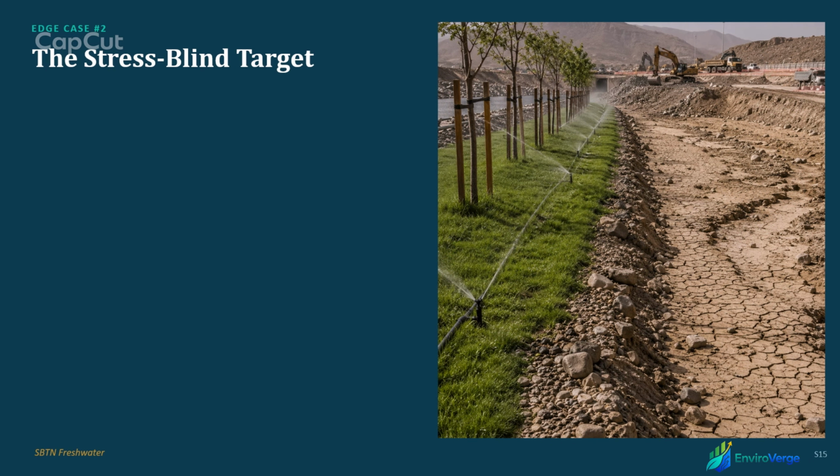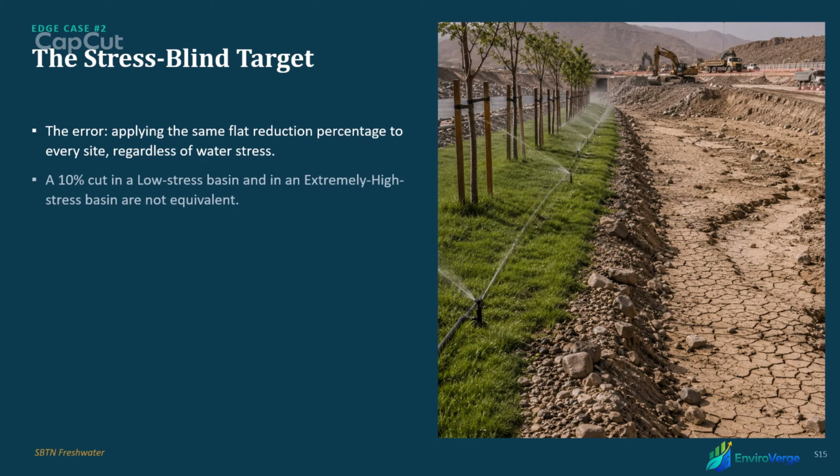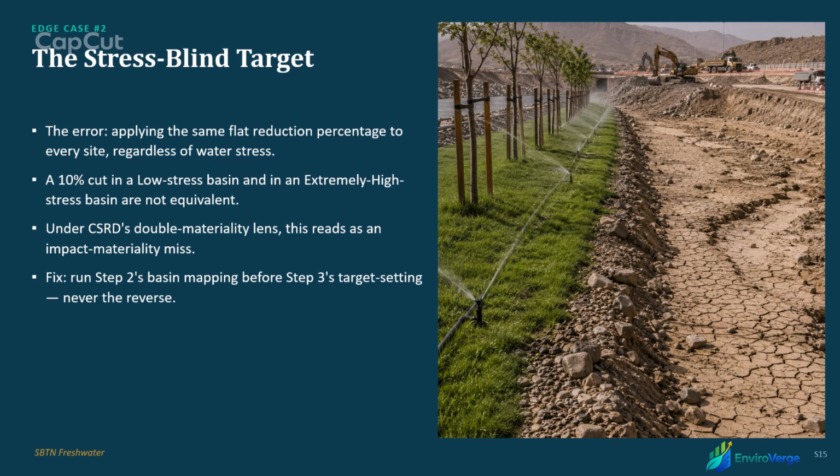Edge case 2, the stress-blind target. The error, applying the same flat reduction percentage to every site in a portfolio, regardless of water stress. A 10% cut in a low-stress basin and the identical cut in an extremely high-stress basin are not equivalent reductions. They don't carry the same risk, and they shouldn't carry the same weight in a report. Under CSRD's double materiality lens, treating them as equal reads as an impact materiality miss. The fix, and it's the same discipline from Step 2 and Step 3, run the basin mapping before the target setting, never the reverse.